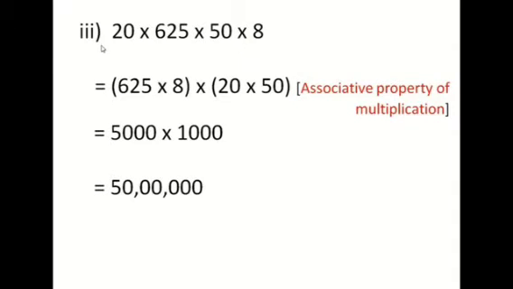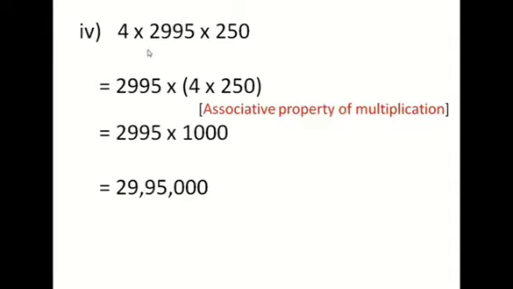Question number 3, 20 into 625 into 50 into 8. I feel this sum is very easy to group. As you will see, 20 and 50 you will group in one part, and the other part will be 625 into 8. If you want to do it in some other way, you can try also. As you have grouped like this, please mention the property, associative property of multiplication. 625 into 8 gives you the product as 5000. 20 and 50 if you multiply, you will get the product as 1000. So 5000 into 1000 gives you 50 lakh.